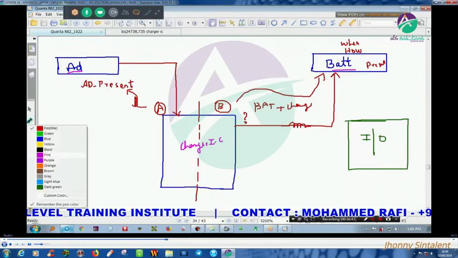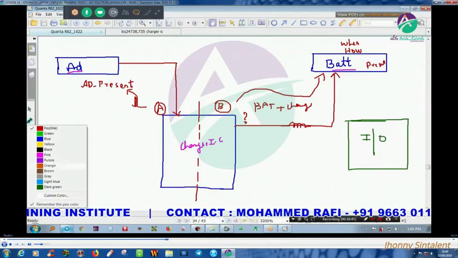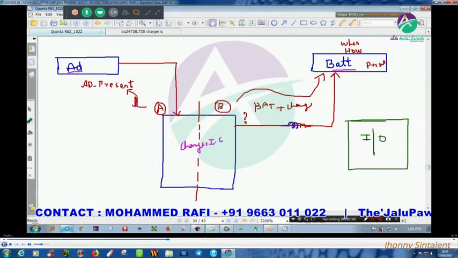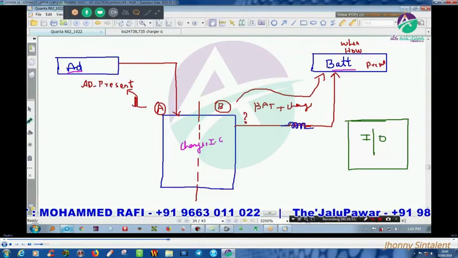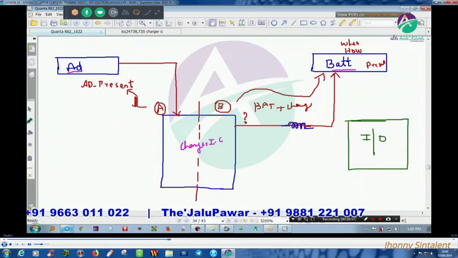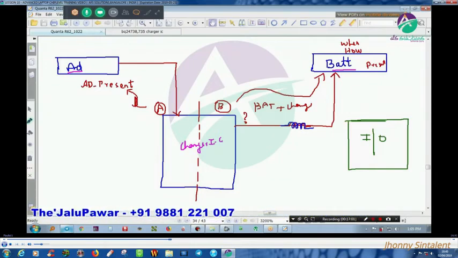Mark my words, what I am trying to tell you. See, my charging should work. So what is the information that is going to the charger IC, that adapter present is there and battery present is also available, so that with the help of the adapter, the charger IC can charge my battery? What is that information? Point number one.